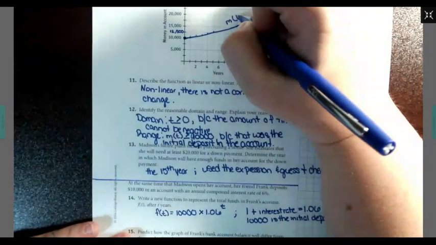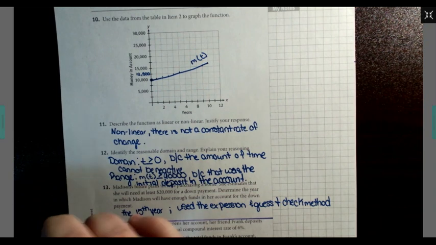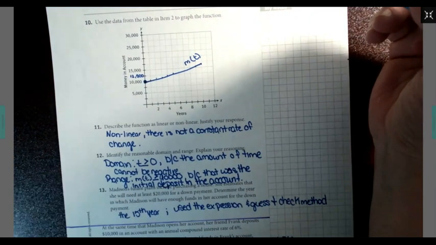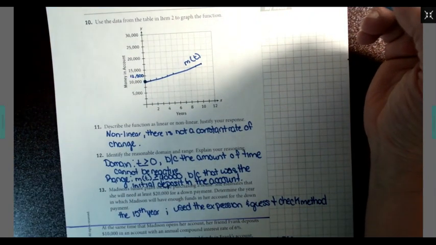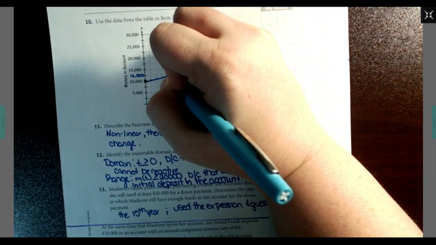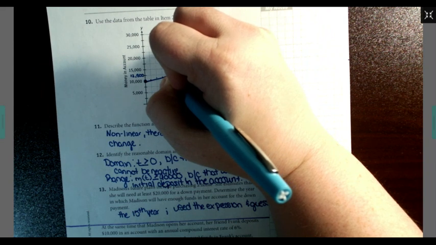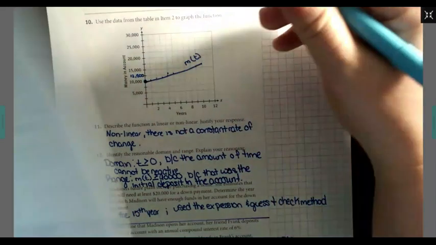So I'm going to label this one as M of T. I'm going to label Frank's in a different color. Hopefully you'll be able to tell the difference. We started out at the same initial amount, but let's peg some important points. Year 4, he's already crossed the $12,500 range because he's at $12,600.